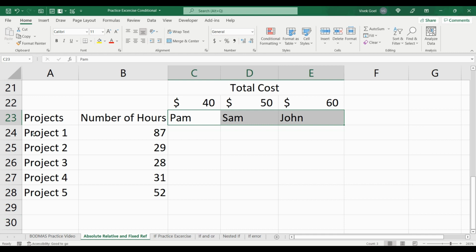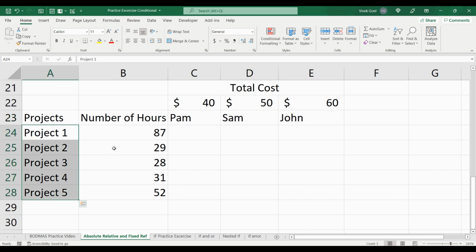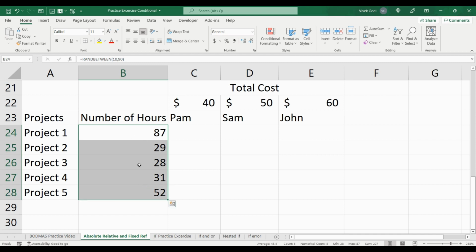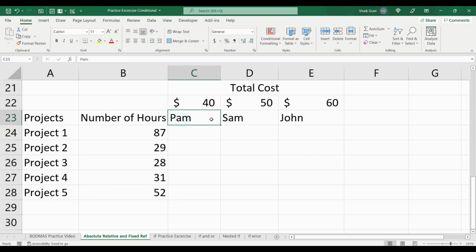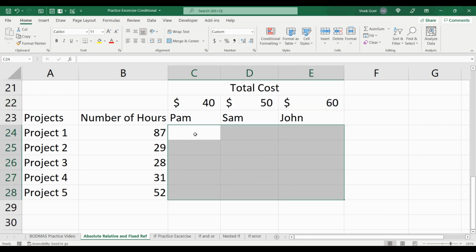For the next scenario, we have a number of projects and the number of hours in which we can complete those projects. Now there are 3 freelancers we can choose from. Pam charges $40 an hour, Sam charges $50 an hour and John charges $60 an hour. Compute the total charges that Pam, Sam and John will take to complete these projects, and you should be able to calculate all the values using a single formula. For these 3 questions, you will have to use absolute, relative and mixed referencing.